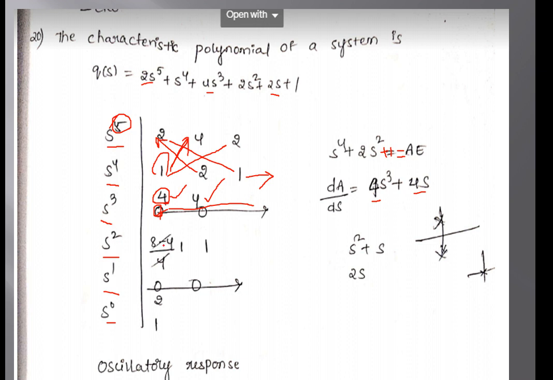So here also the same thing. First thing is 4 into 2, that is 8, minus 4 into 1, that is 4. 4 into 2 is 8 and 4 into 1 is 4, divided by 4. So that value becomes 4 by 4, which is 1.